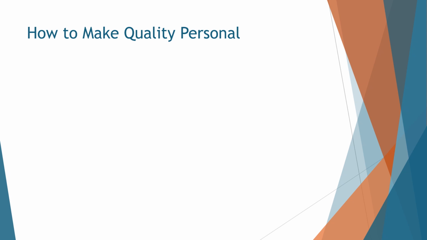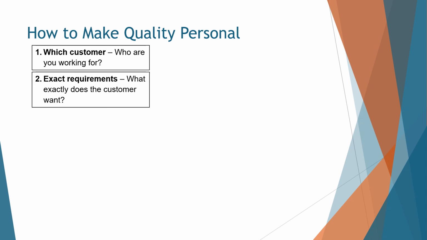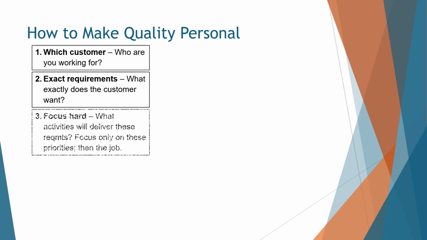Who plays a role in the world of Lean Six Sigma? Everyone in the organization. That's the new Lean Six Sigma thinking. First, which customer? Who are you working for? Have you thought about that? Second, exact requirements. What exactly does the customer want from you?